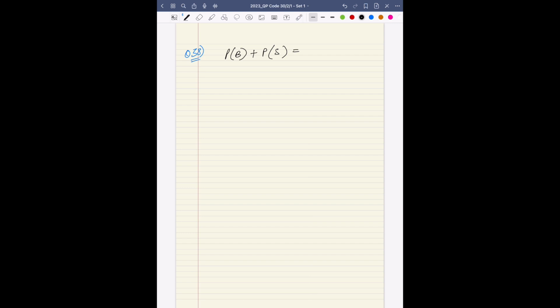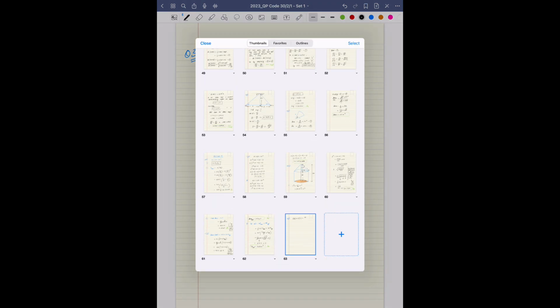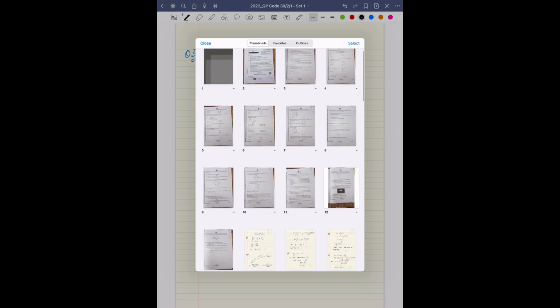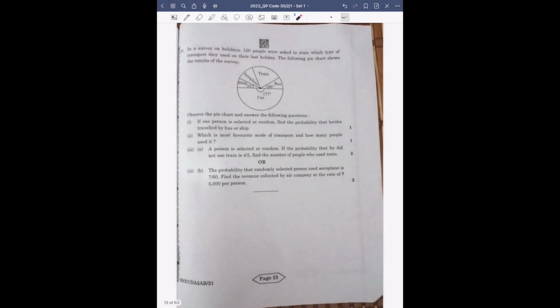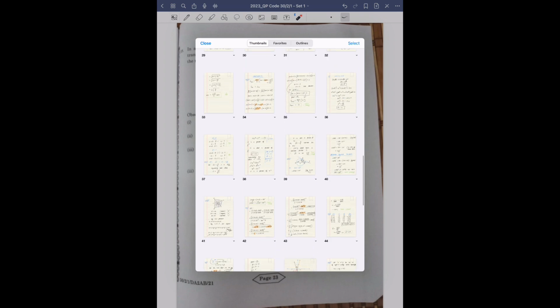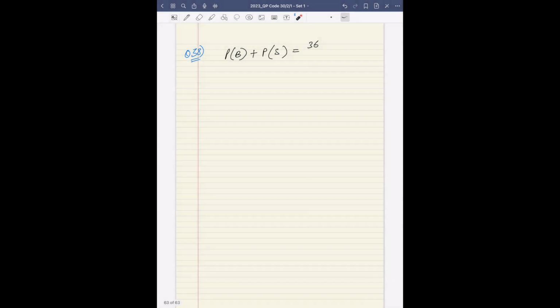So probability of bus will be 36 divided by 360, right? Favorable outcome divided by total outcome. In this case, angle. So 36 upon 360 plus probability of ship. Ship is 33 divided by 360.